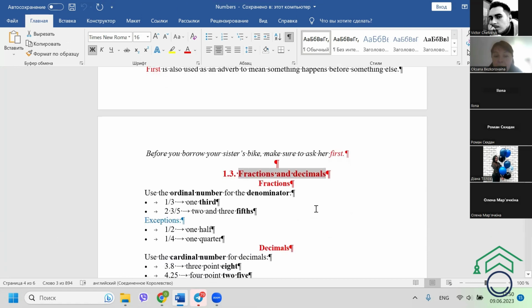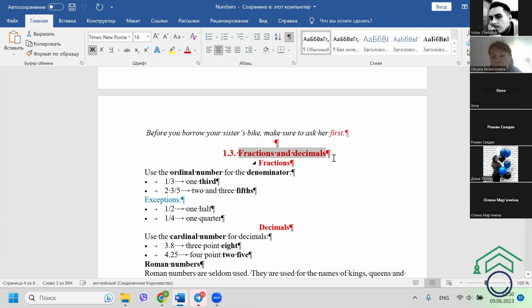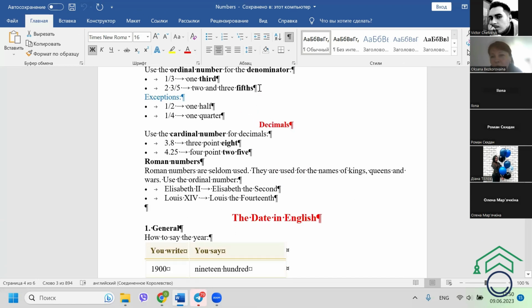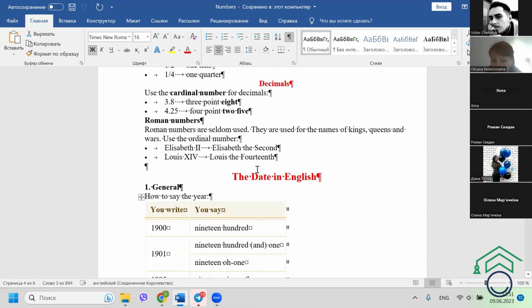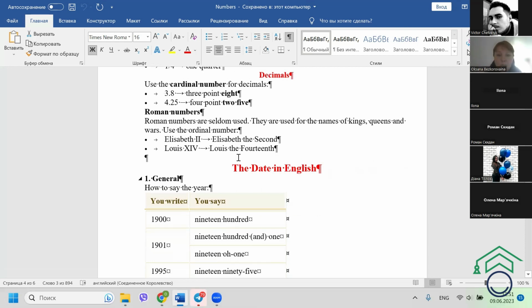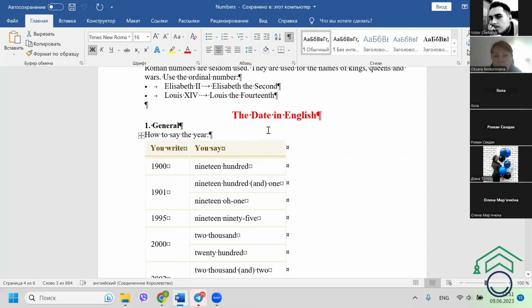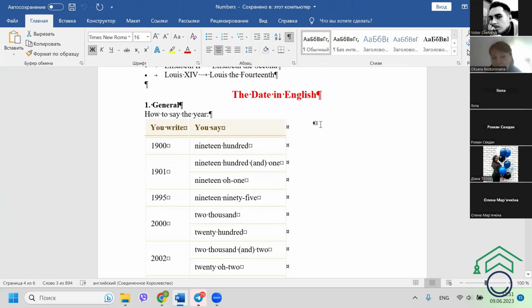Так, then we've got some information about fractions and decimals, yeah? Дроби. I think you will look through this information by yourself. Самостійно проглянете цю інформацію. Я вам документ відправлю в нашу групу, and you will be able to do it. So the thing that might be more important to us is the date, how to say the date in English. Як говорити дати англійською мовою.